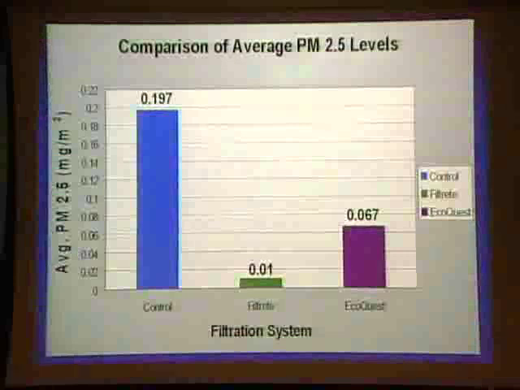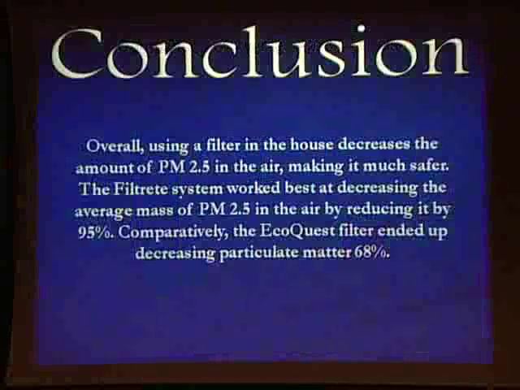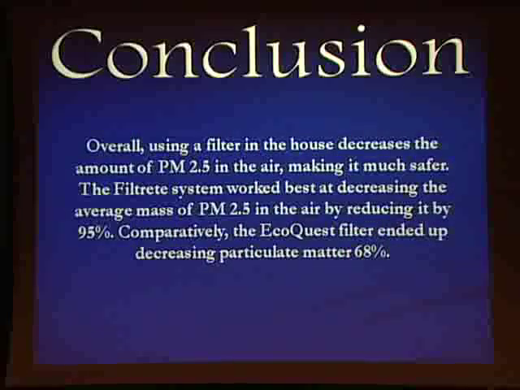So on average, basically the filtration systems decrease the amount of PM 2.5 by a lot. And our conclusion, overall using a filter in the house decreases the amount of PM 2.5 in the air, making it much safer. The Filtrete system worked best at decreasing the average mass of PM 2.5 in the air by reducing it by 95%. Comparatively, the EcoQuest filter ended up decreasing particulate matter 68%.